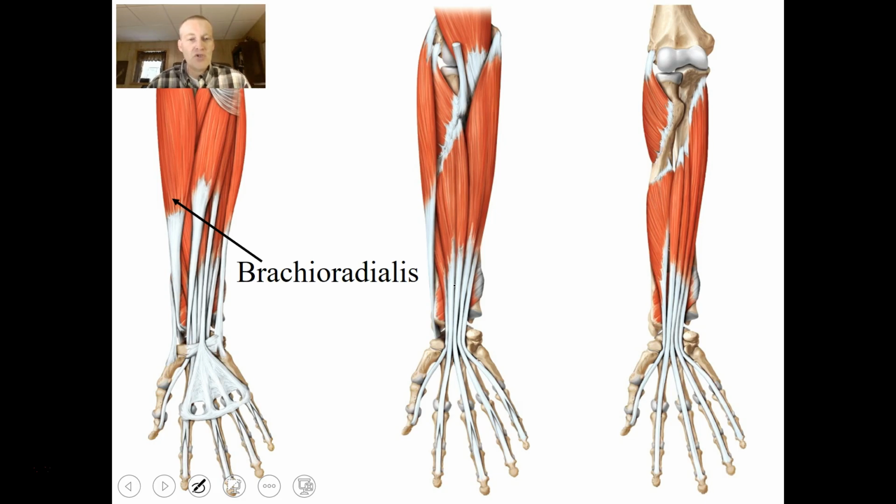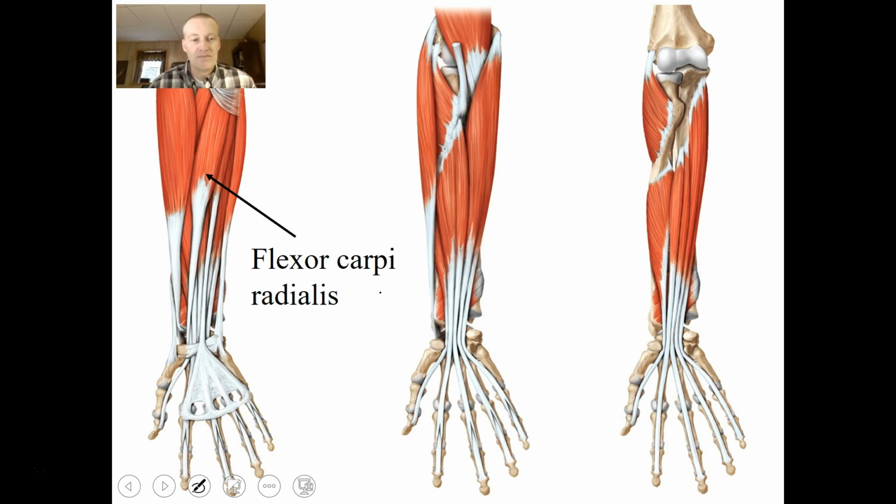Moving to the forearm, and we're looking at the anatomical position. We're looking at the front of the forearm. So this is called the brachioradialis. So it does connect to the arm and to the radius. Flexor carpi radialis. So it flexes the arm.